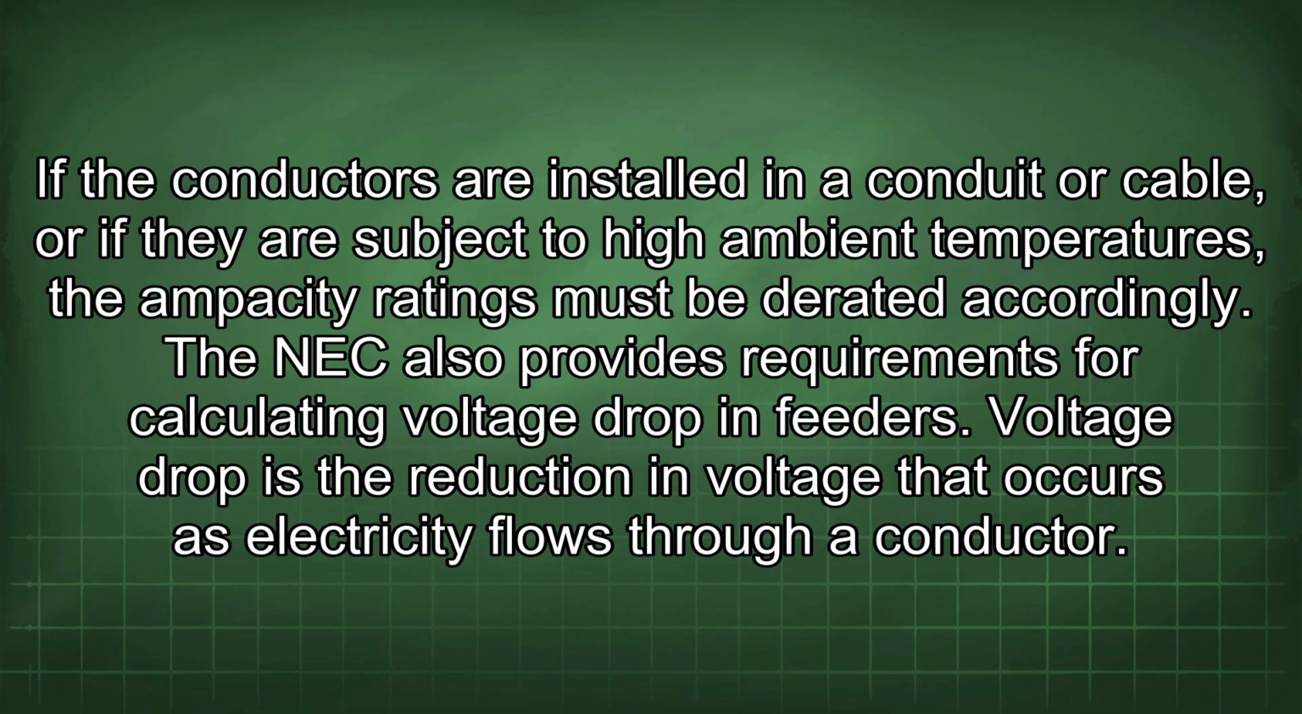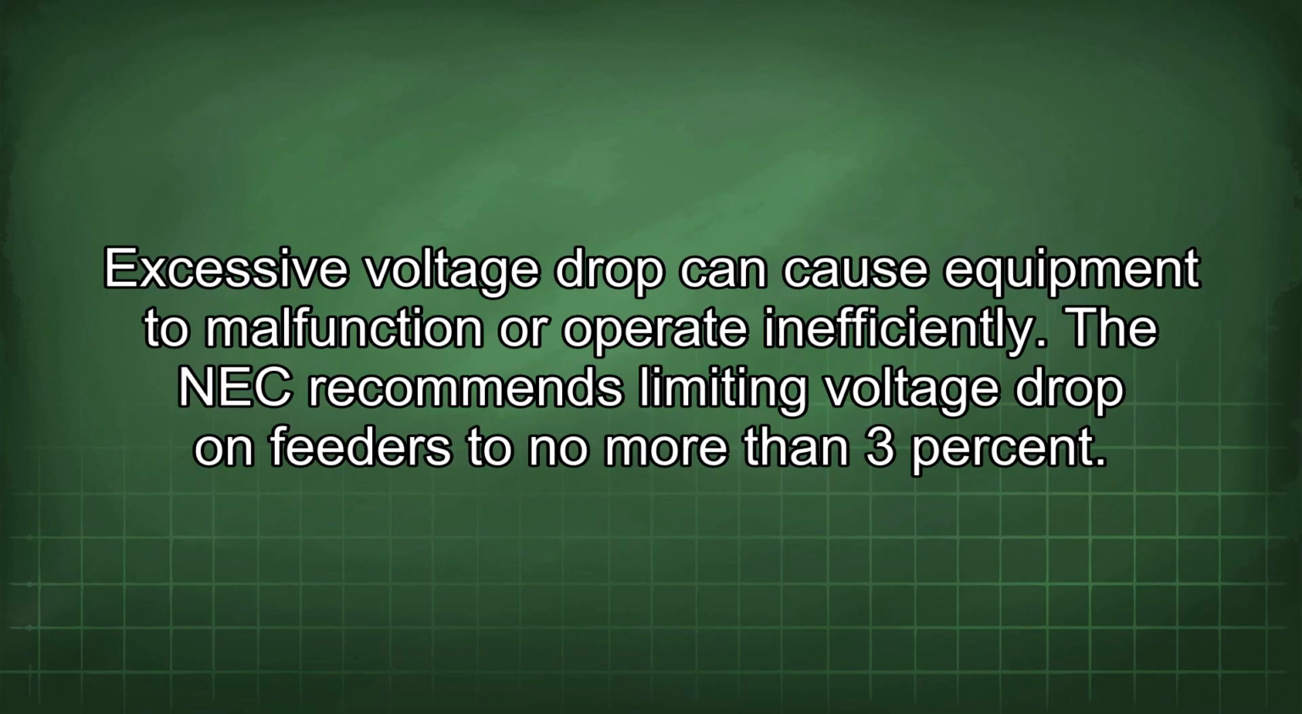The NEC also provides requirements for calculating voltage drop in feeders. Voltage drop is the reduction in voltage that occurs as electricity flows through a conductor. Excessive voltage drop can cause equipment to malfunction or operate inefficiently. The NEC recommends limiting voltage drop on feeders to no more than 3%.